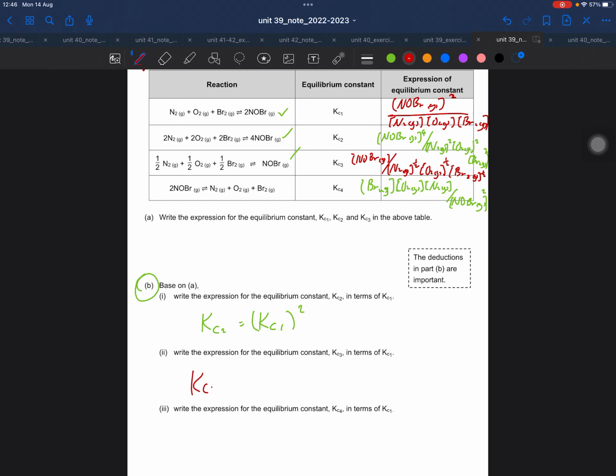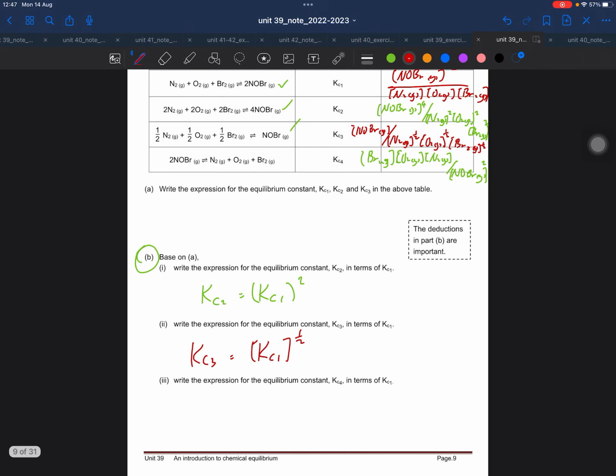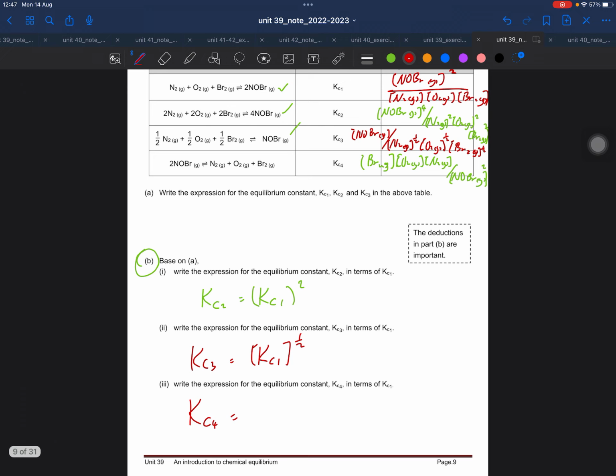Similarly, what about Kc3? It is the square root of Kc1, right? Finally, what about Kc4? A bit challenging, right? Yes, this is the reciprocal of Kc1.